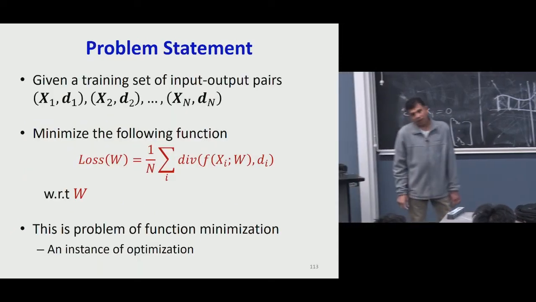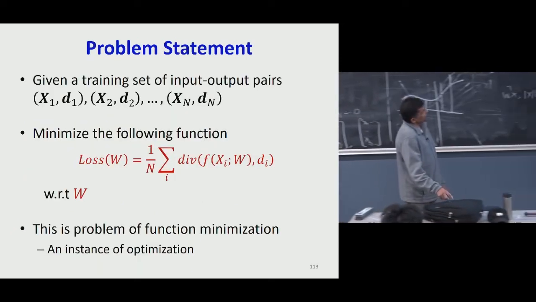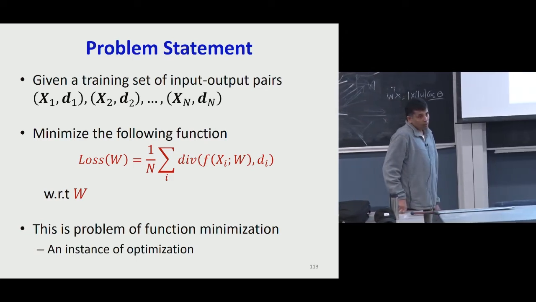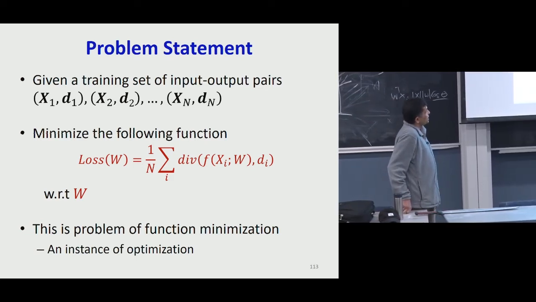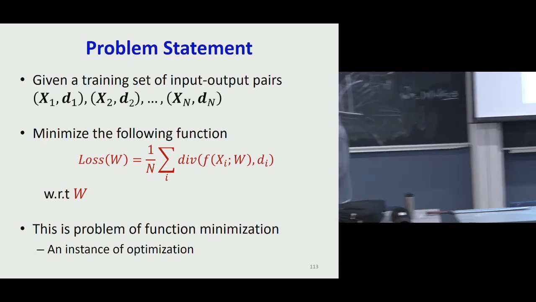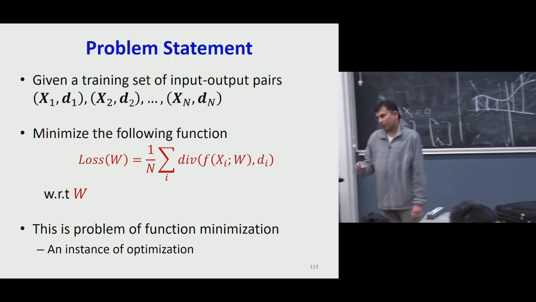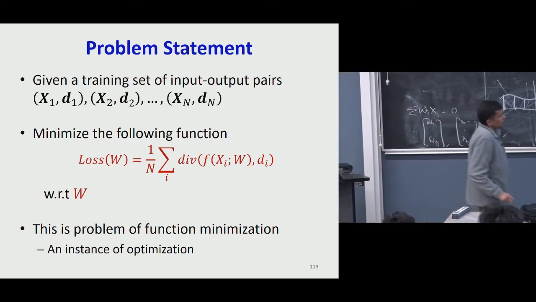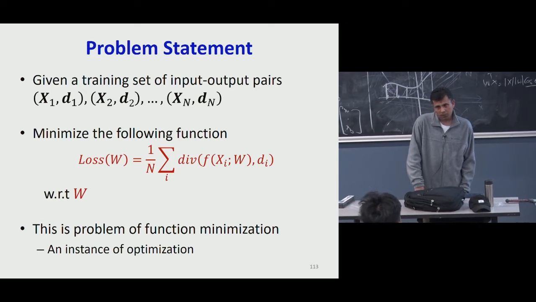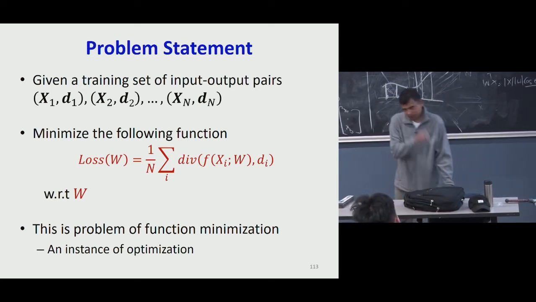So repeating the problem statement again, you're given a training set of input-output pairs of this kind. You want to learn the parameters w to minimize this loss term, which is simply the empirical average error across all of your training points. This is a problem of function minimization. It's an optimization problem, right?